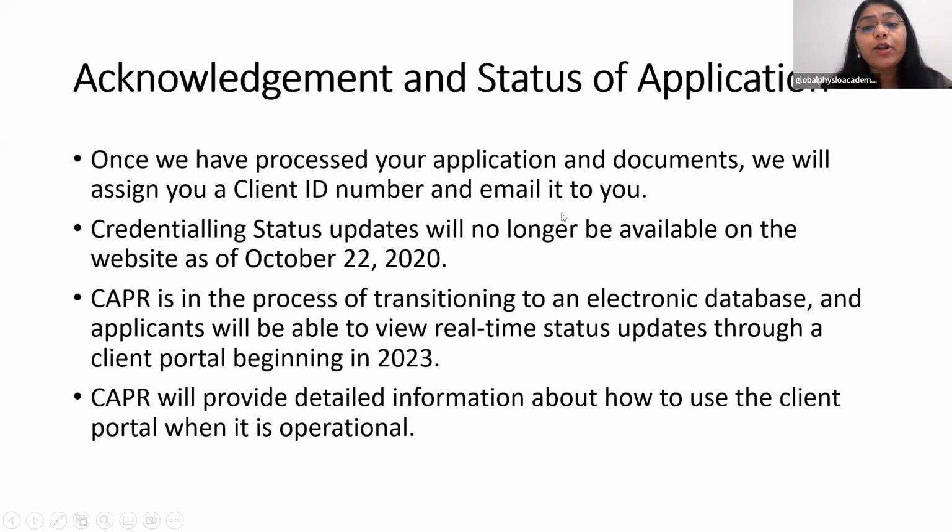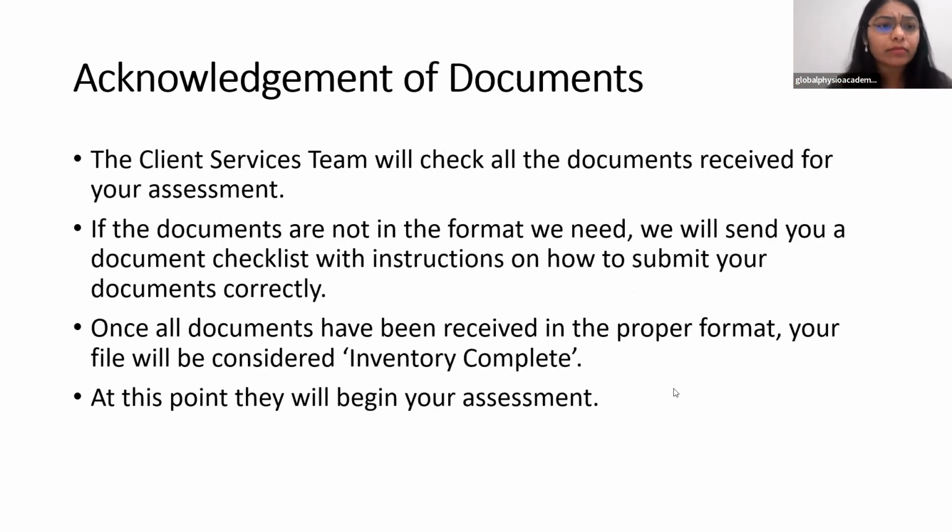Credential status update will no longer be available on the website from 22nd October 2020. CAPR is in transition to the electronic database, and applicants will be able to view real-time status updates through the client portal ID beginning in 2023. So for you, it is easily available: what is your status of application? CAPR will provide detailed information about how to use the client portal when it is operational. So from 2023 onwards, they get the operational online database.